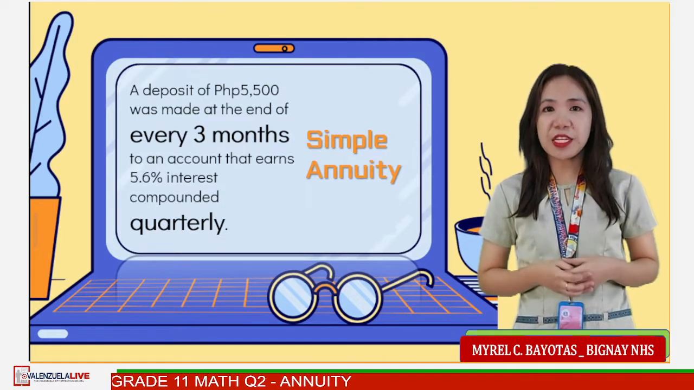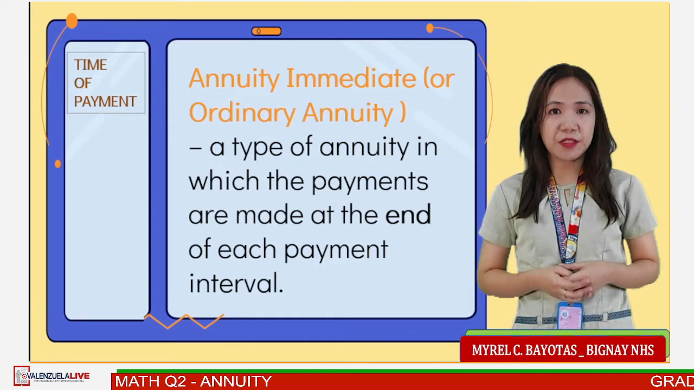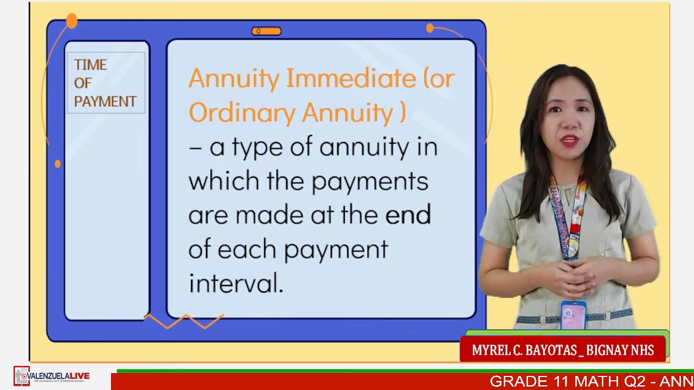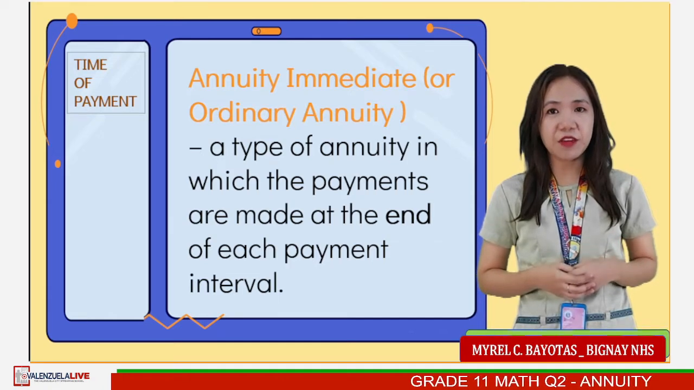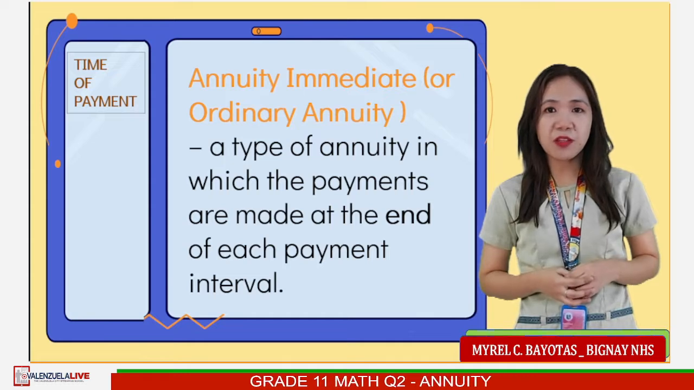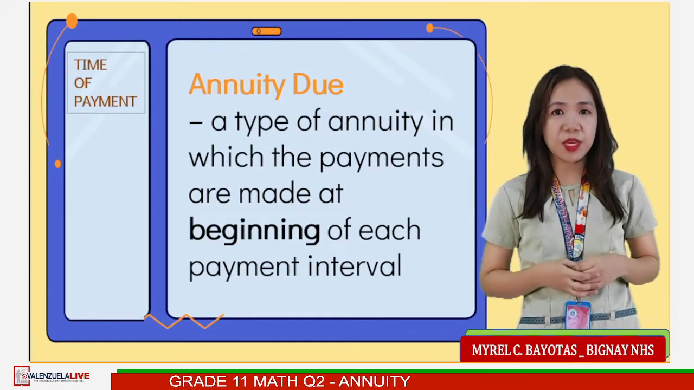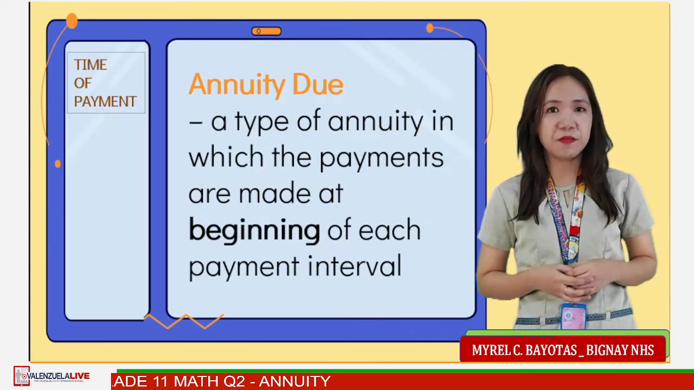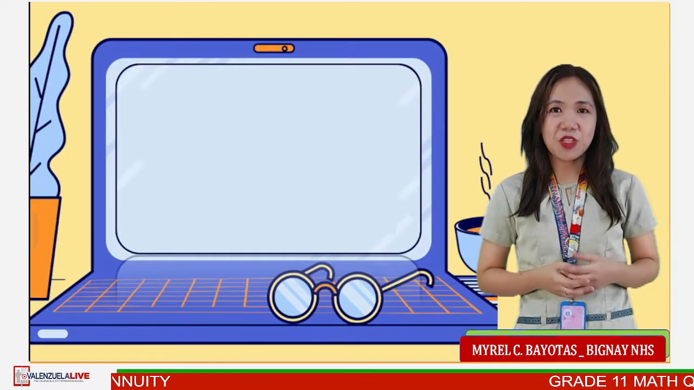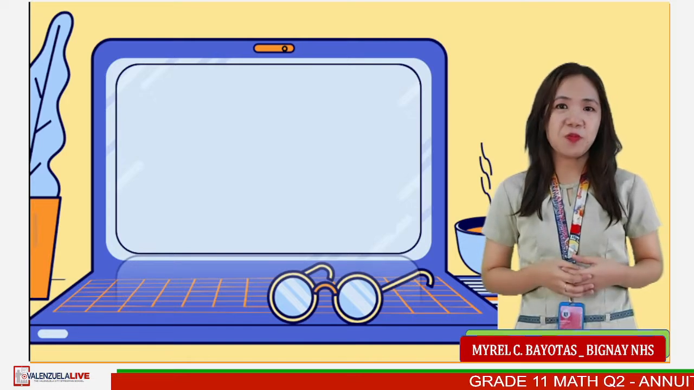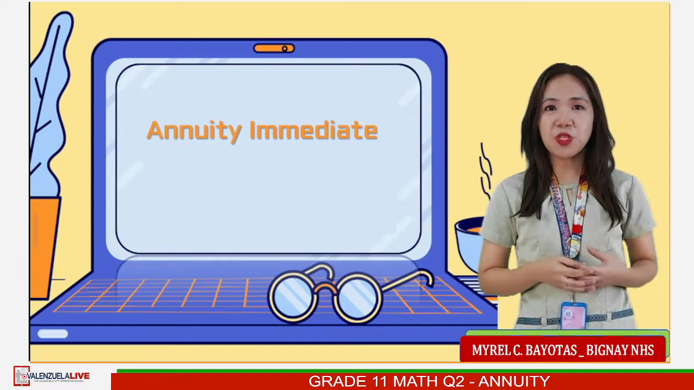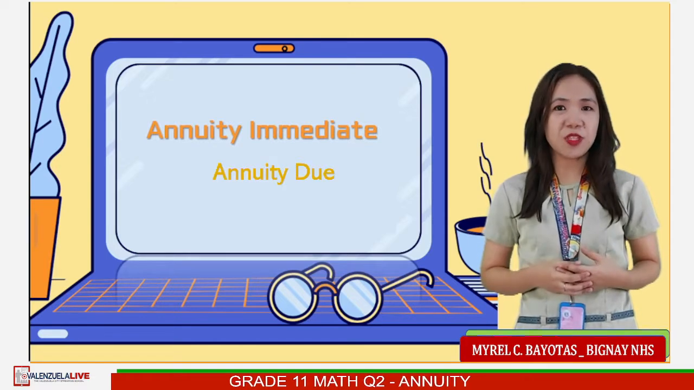The next two are classified according to time of payment. Annuity immediate or ordinary annuity is a type of annuity in which the payments are made at the end of each payment interval. Annuity due is a type of annuity in which the payments are made at the beginning of each payment interval. Now, let's try another set of examples. Just like what you did earlier, simply type your answer in the comment section. This time, you may choose between annuity immediate and annuity due.